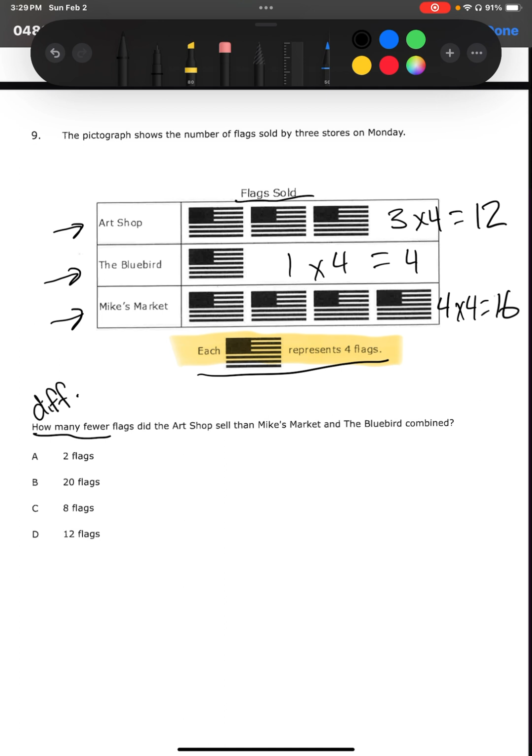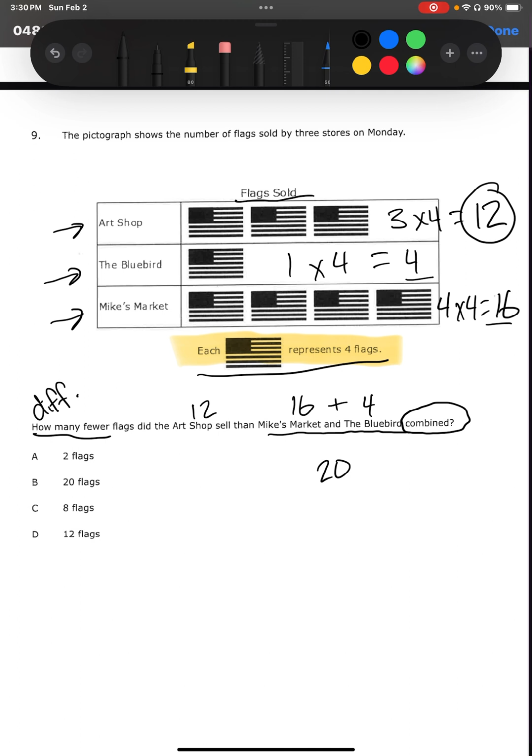Well, the art shop sold 12. Then Mike's Market and the Bluebird combined. Mike's Market was 16 flags. The Bluebird was 4 flags. Combined means I need to add those two together. 16 plus 4 is 20.